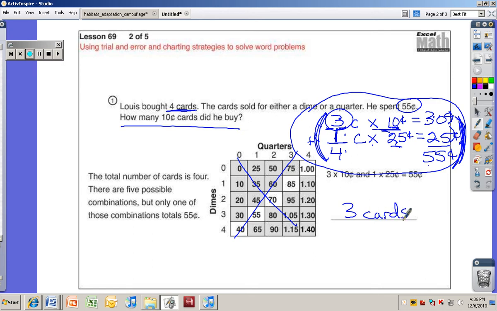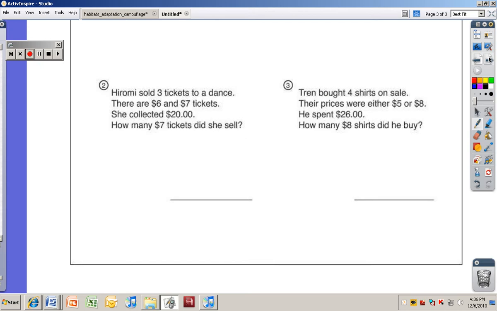All right, pretty complicated. Again, you might want to rewind and watch that again so you can understand it. Go ahead and just do number 2. Pause the video and turn it back on when you're ready to see the solution.